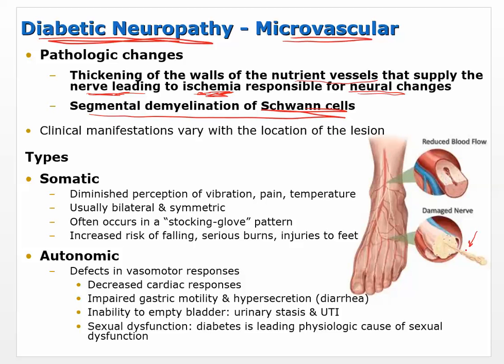You can kind of see from this picture, it's not a very good picture, that you have reduced blood flow, and then you end up damaging the neurons it's supplying those nutrients to. It can be somatic or autonomic. Somatic just means it's associated with the body. Generally it occurs first in the extremities, like the feet, and you have a diminished perception of vibration, pain, and temperature.